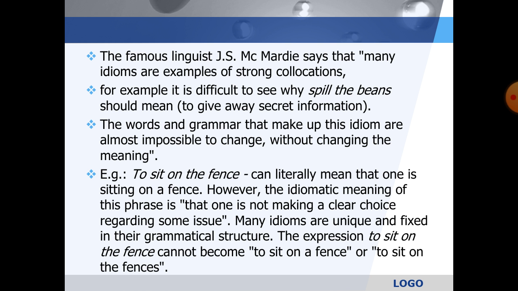The famous linguist McMurdy says that many idioms are examples of strong collocations. For example, it is difficult to see why spill the beans should mean to give away secret information. The words and grammar that make up this idiom are almost impossible to change without changing the meaning. For example, to sit on the fence can literally mean that one is sitting on a fence. However, the idiomatic meaning of this phrase is that one is not making a clear choice regarding some issue.